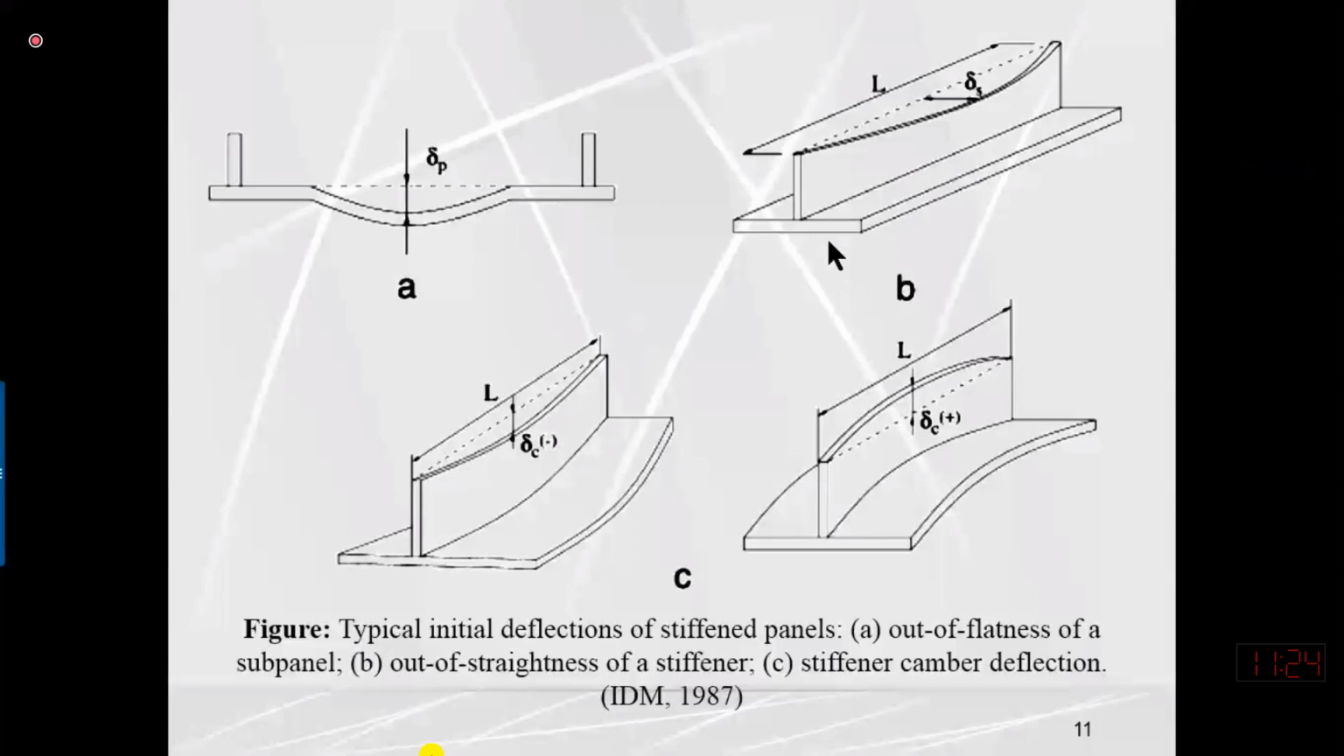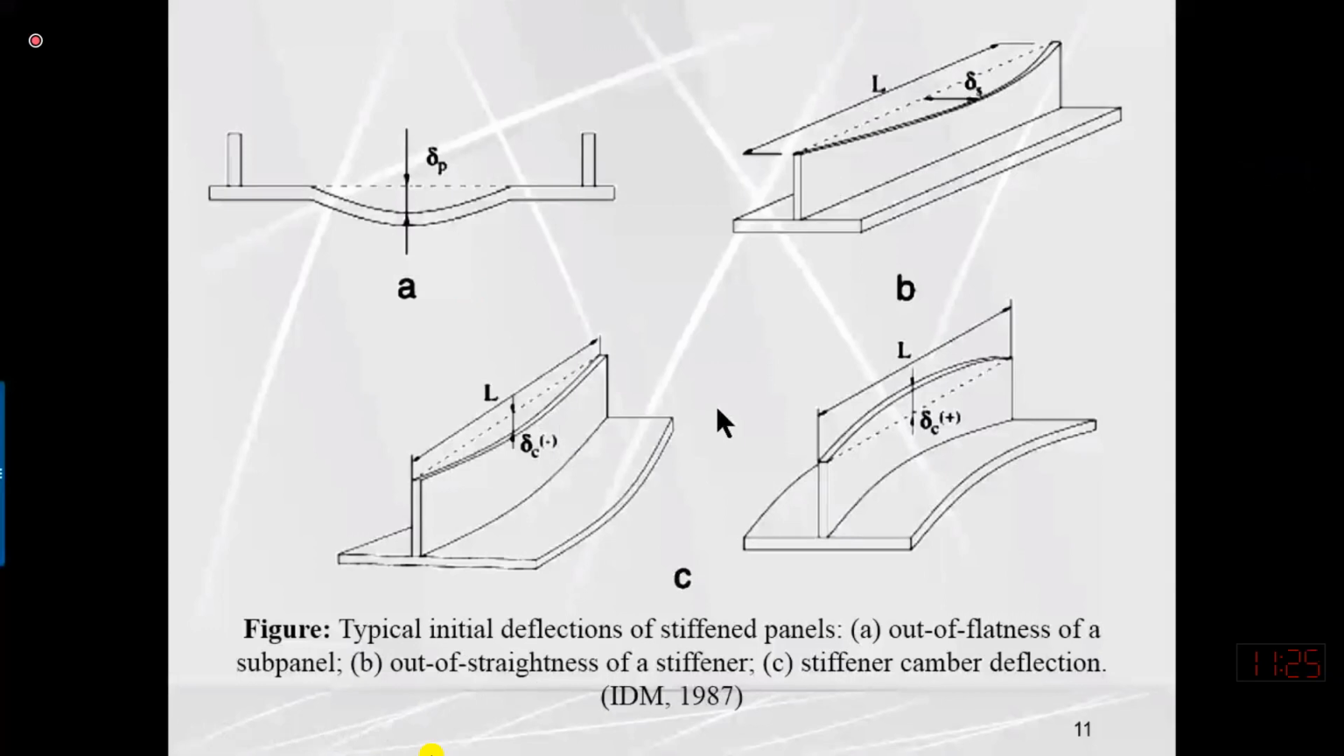Geometric imperfection may be of many types depending upon the type of member. So we may have A, which is the out of flatness, B, which is the out of straightness, which is not straight, and in C we may have negative or positive camber. All types of thin walled members, thin walled means steel sections.